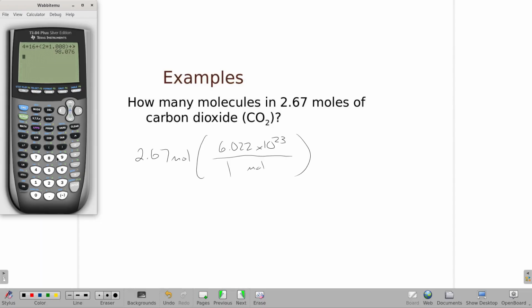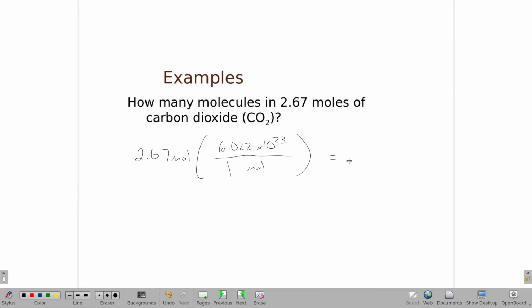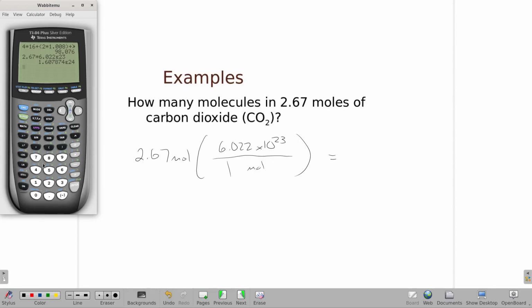Now how we put it on our calculator is a little bit tricky. So on my calculator here I put in 2.67, and then when I do this multiplication I can just do 6.022, and on this calculator I have this EE button. Most TIs have that, and that puts a small capital E. And now I put in that 23. That E is the times 10. But that actually does this math perfectly. And I made it go away before I actually read my number. 1.61 times 10 to the 24th.